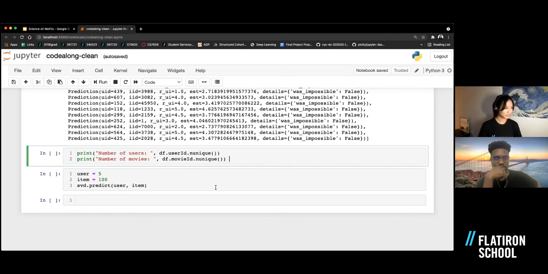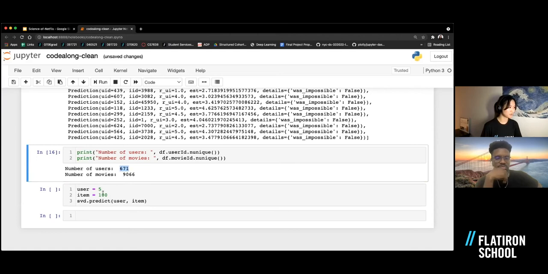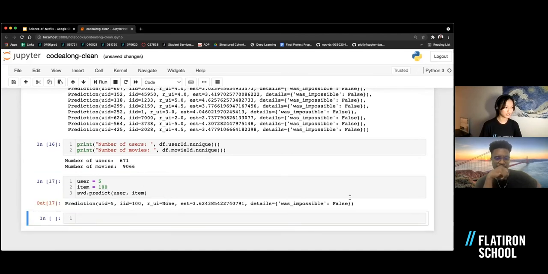So really quickly, we can test it and we can assume that we know the users and the items. So let's say you know that you're user number 5. You can use a predict function to figure out what you would rate movie number 100. So you can plug in any number for user from 1 to 671, and any item number from 1 to 9066. For any user item combination, you come up with a prediction, which is pretty neat. So here, user 5 item 100, your estimated rating is 3.624.